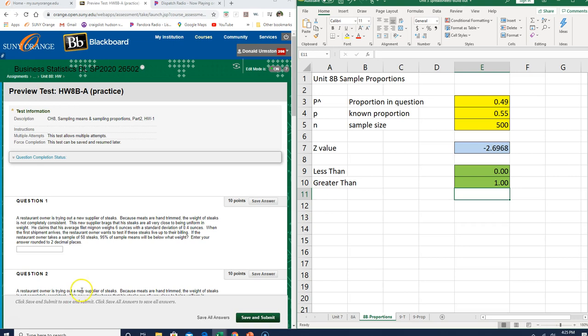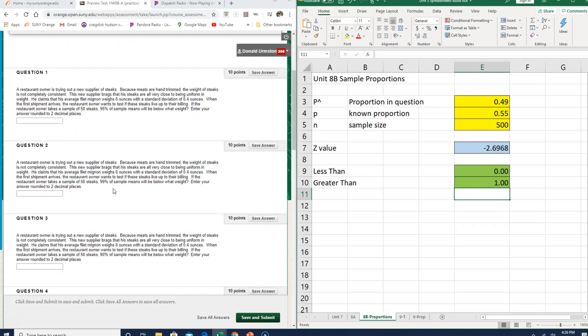Let's take a look. I'm just going to do one of each kind. So let's jump into the practice homework, 8B-A. Take a look at question 1. Back to the restaurant owner with his steaks. And you notice we just built this proportion spreadsheet.